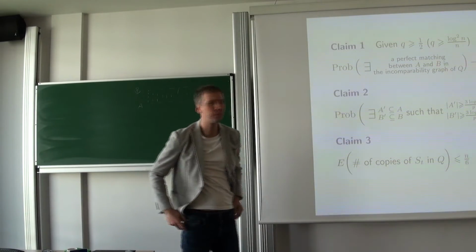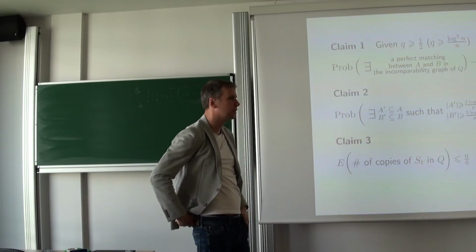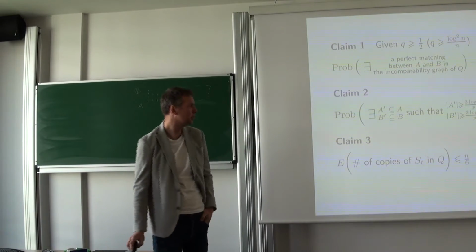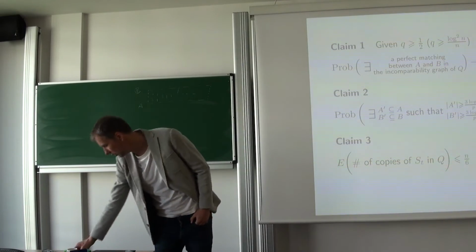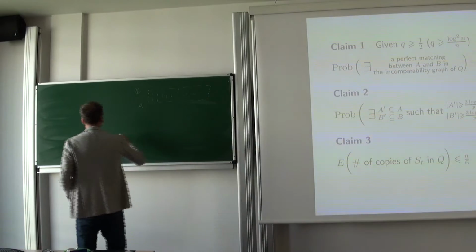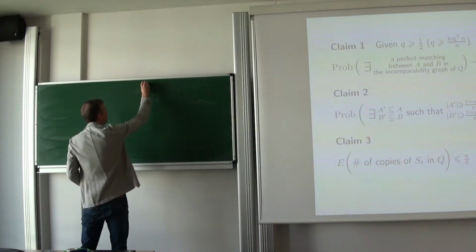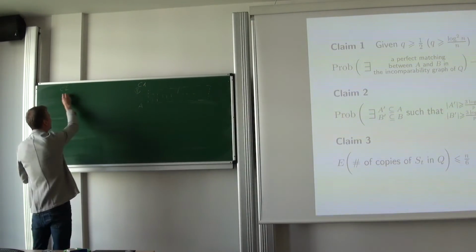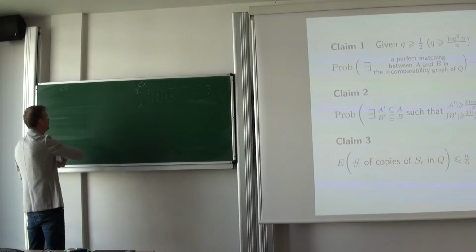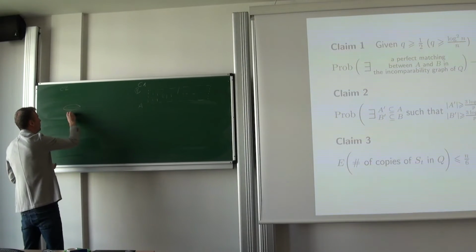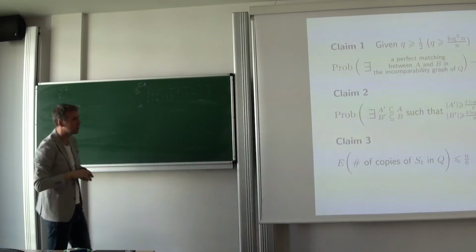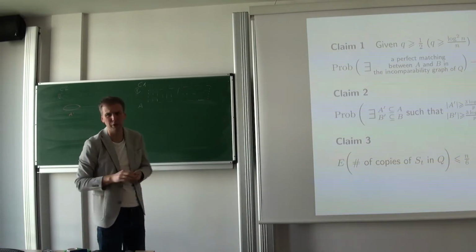Claim number 2. Almost surely you're not going to find two large subsets, one of A. So this is claim number 1. Claim number 2. Almost surely you're not going to find A prime and B prime such that they are of decent size. So here it's 3 log n over p.